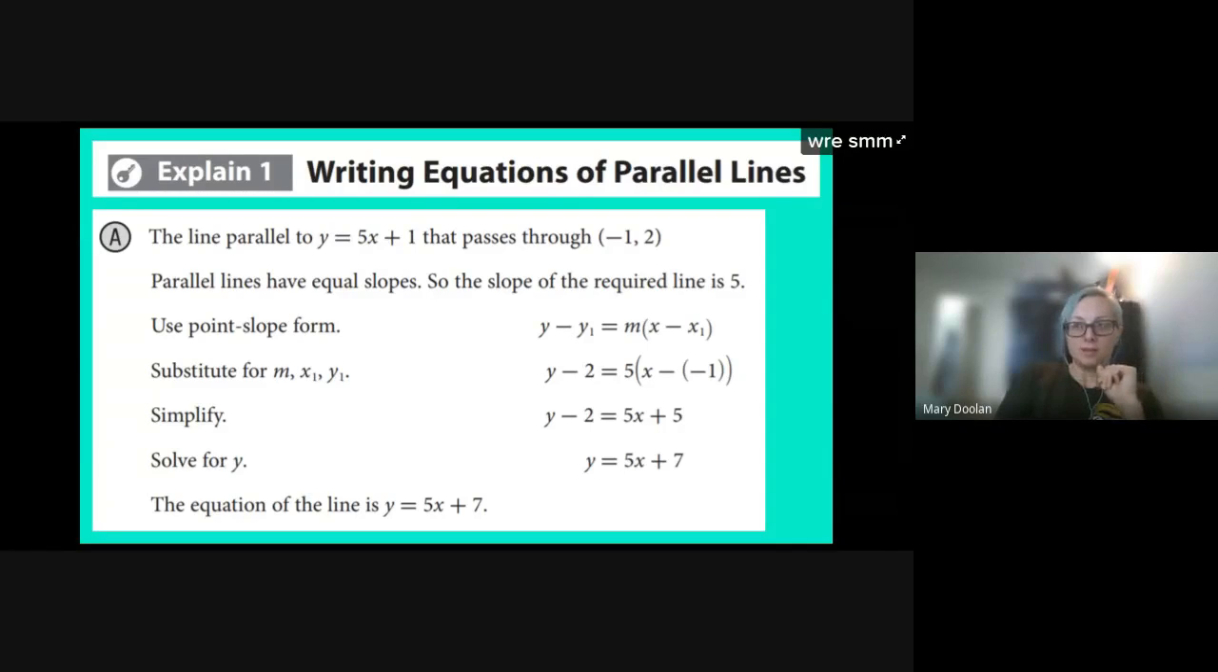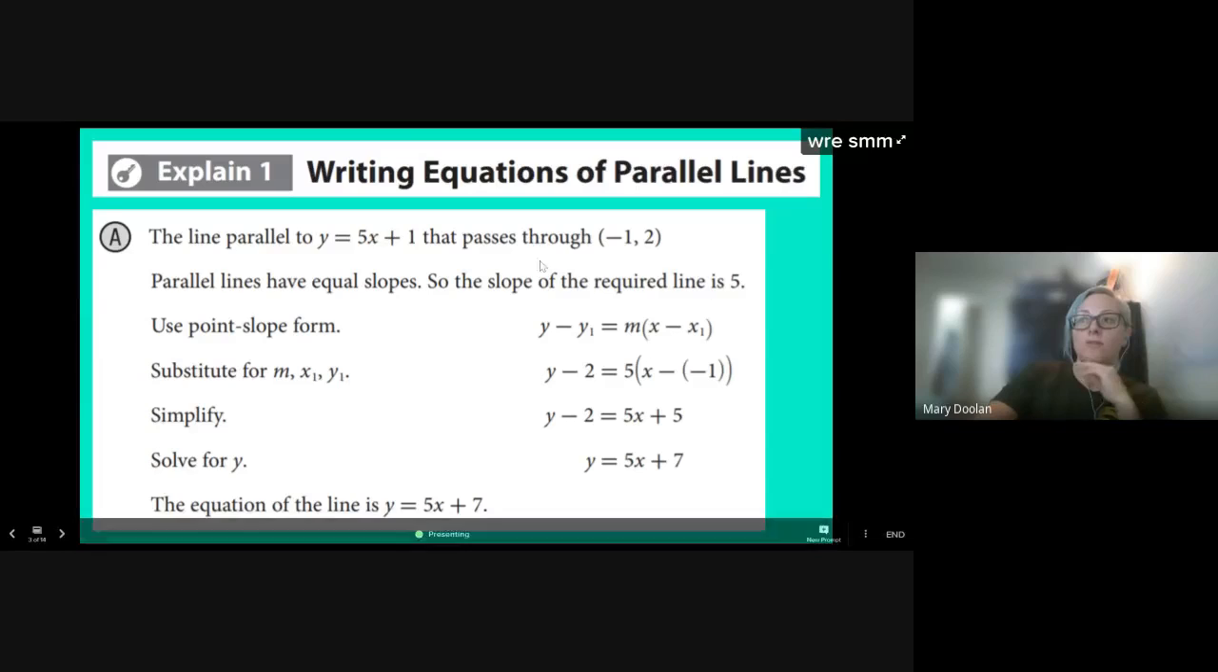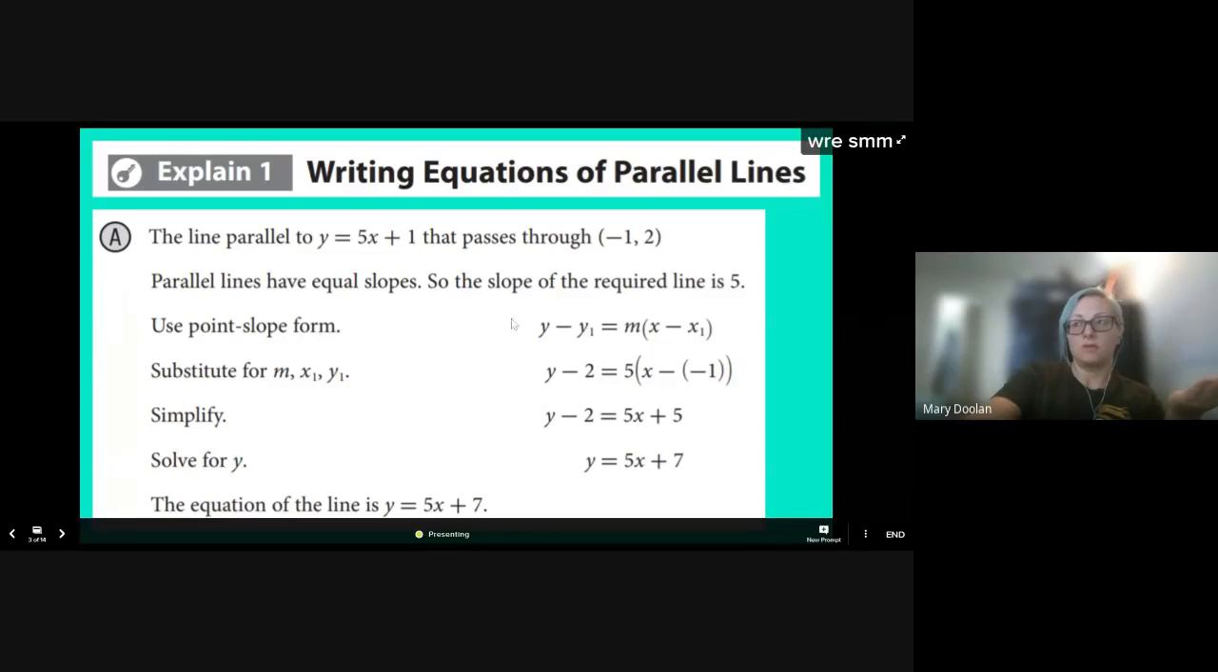We know that parallel lines have equal slopes, the same value for the slope. And if you look at the equation, the slope of the required line is 5, because that's what we're given, that we have a 5 here in front of the x, which means the slope of this line is 5. So our new line is going to have a slope of 5 as well. And if we know the slope and we have a point, then we can use point slope form, which is right here.